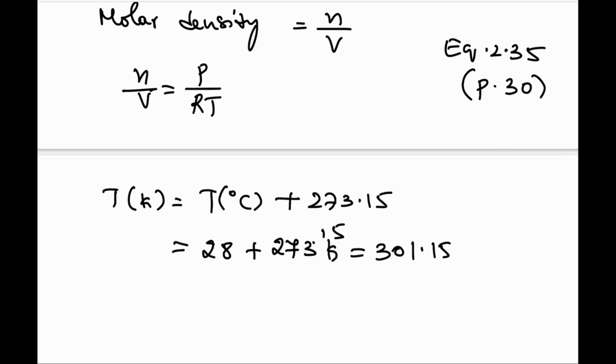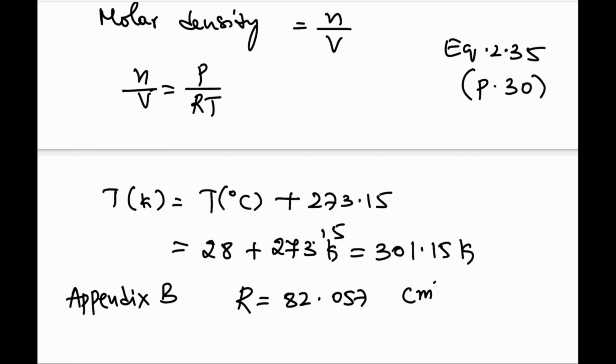Again from appendix B, you can easily get the R value, that is nothing but 82.057 centimeter cube atmosphere per Kelvin gram mole. So we have all the data to substitute.